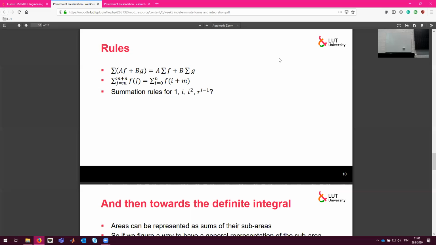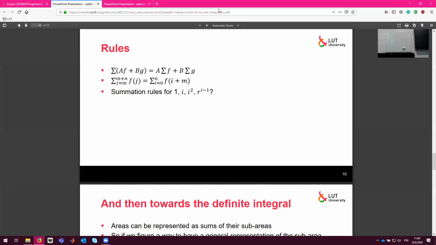And we could easily figure out summation rules, for example for the sum of 1. Well, okay, here that's relatively easy. If we need to sum 1 multiple times, then we could take the multiple out. If we sum 1 n times, then the answer is n. Then the summation rule for i.